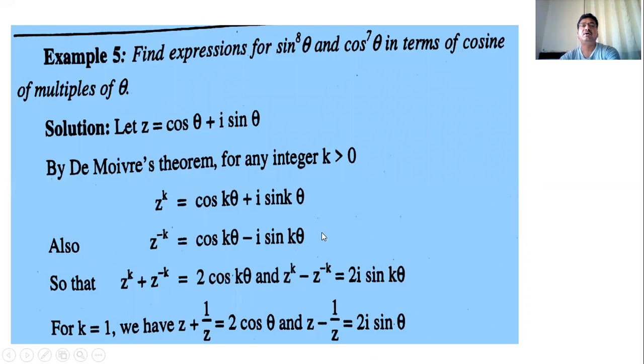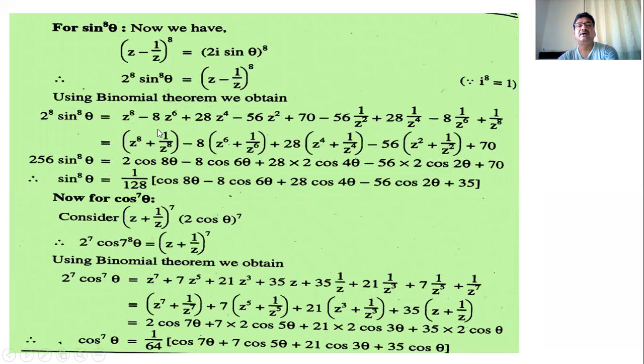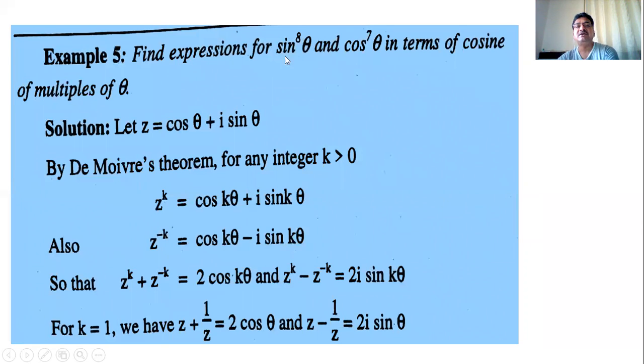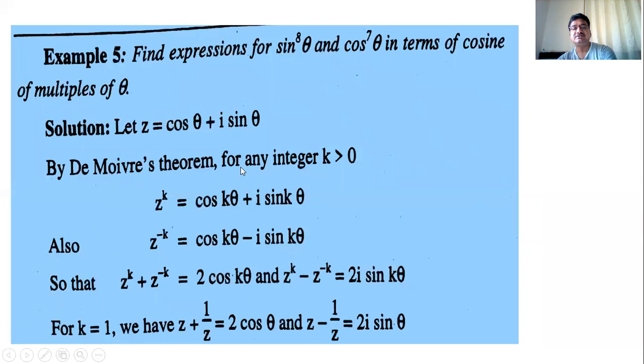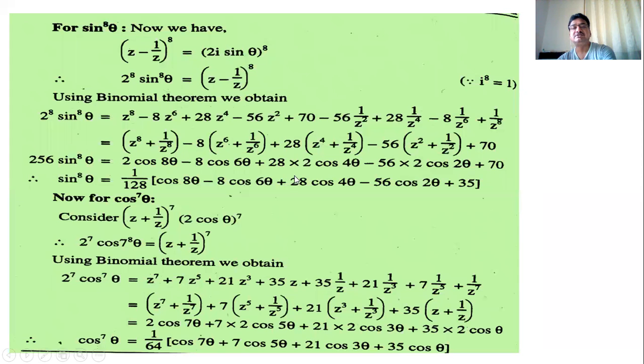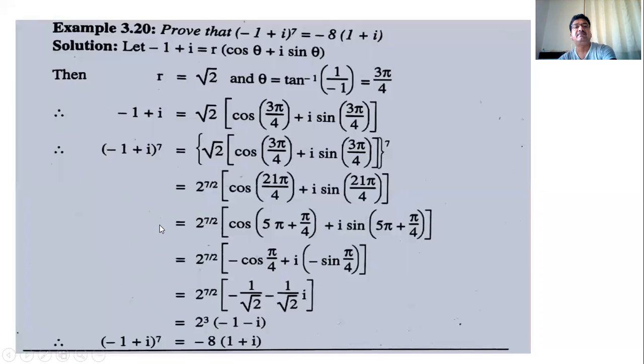This is the problem for sin raised to 8 theta and cos raised to 7 theta. That is a mixed problem. In order to find the expression for cos raised to 7 theta, take the 7th power, and in order to find the expansion for sin raised to 8 theta, take the 8th power of that second equation. Okay, so this is the mixed problem. This is the proof for sin raised to 8 theta. This is the proof for cos raised to 7 theta.